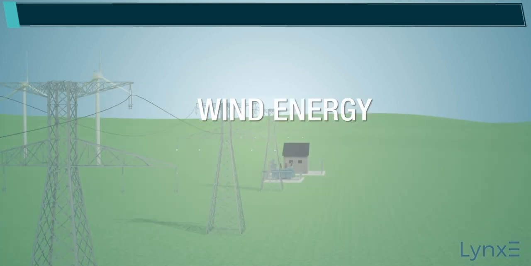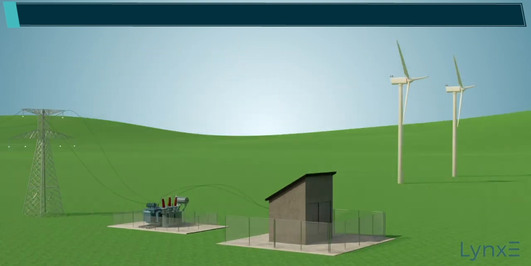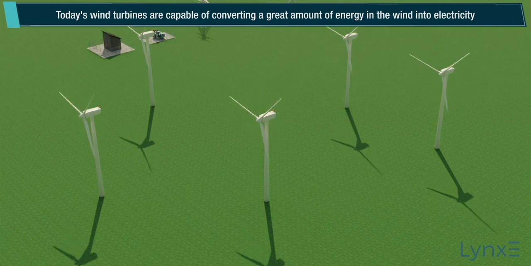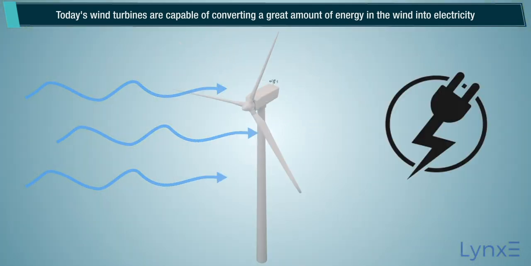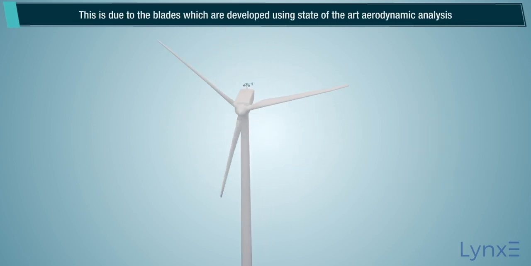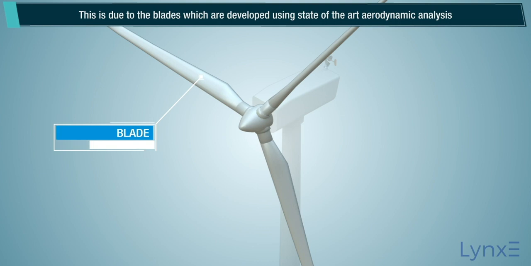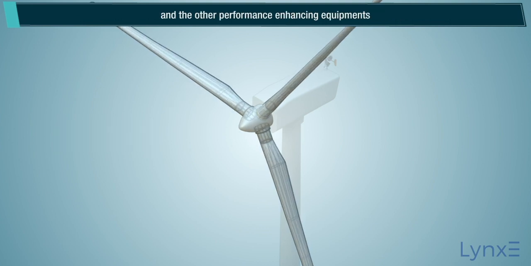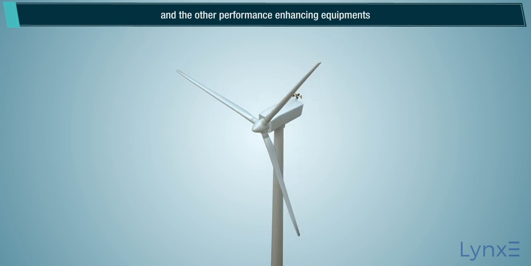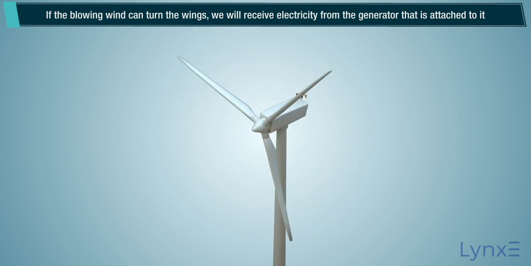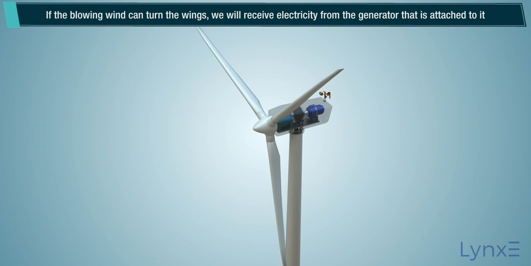Wind energy. Today's wind turbines are capable of converting a great amount of energy in the wind into electricity. This is due to the blades, which are developed using state-of-the-art aerodynamic analysis and other performance-enhancing equipment. If the blowing wind can turn the blades, we will receive electricity from the generator that is attached to it.